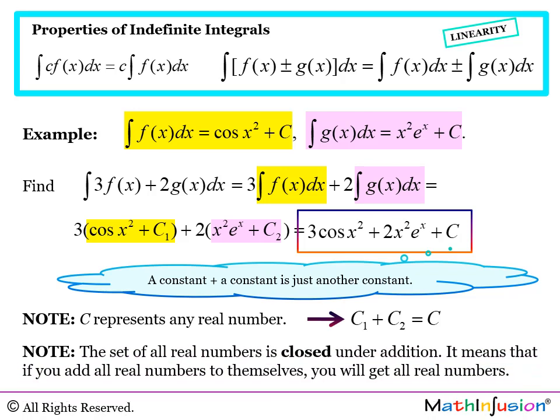We say that the set of all real numbers is closed under addition. It means that if you add all real numbers to themselves, you will still get all real numbers. This is also true, by the way, for a product. If you take all the real numbers and you multiply them by all the real numbers, you will still get all the real numbers.